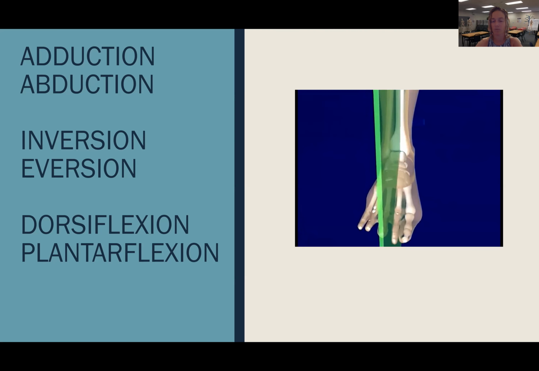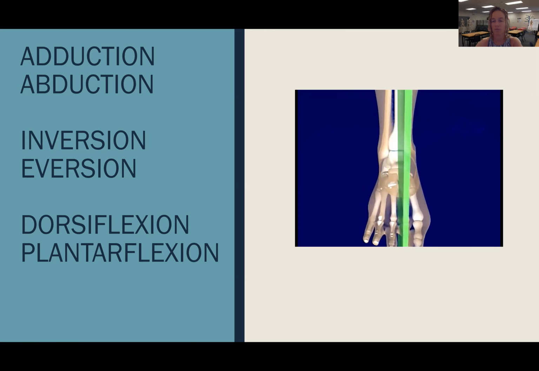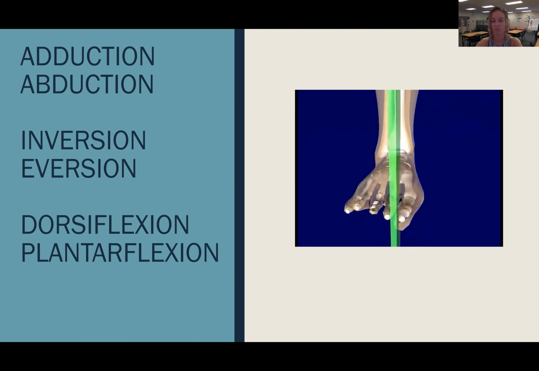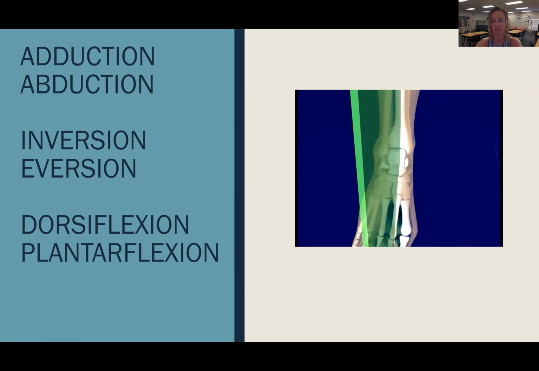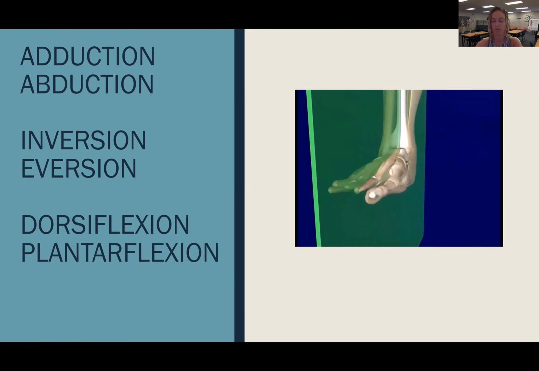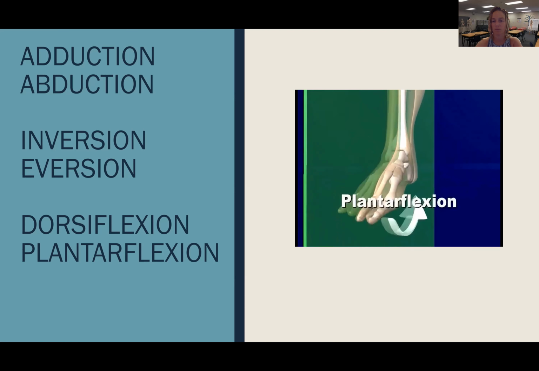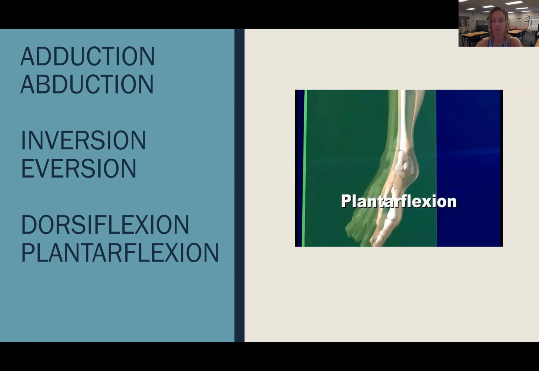The sagittal plane, which in the foot is approximated to the osteological axis of the second metatarsal, separates the foot into medial and lateral halves. Parallel to this plane, dorsiflexion and plantar flexion refer to the relationship between the surface of the foot and the anterior surface of the leg. Thus, dorsiflexion is when the dorsum of the foot moves toward the leg, whereas plantar flexion is defined when the dorsal surface of the foot moves away from the leg.